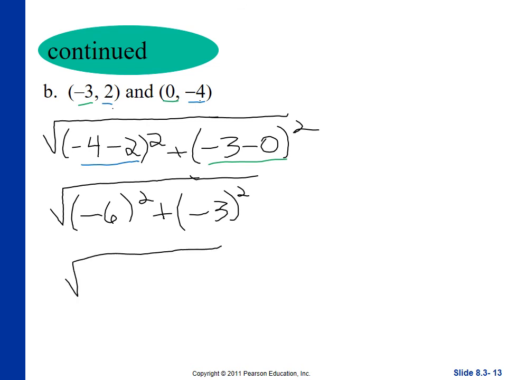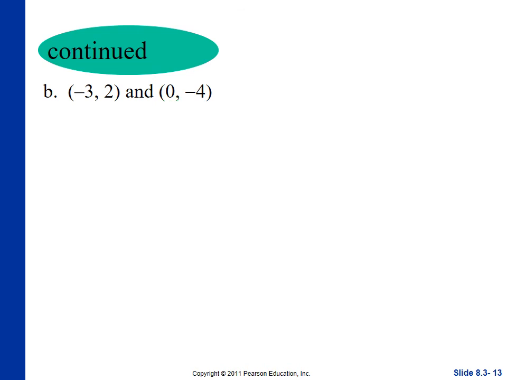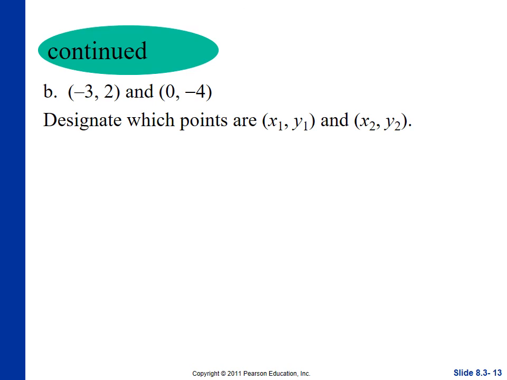-6 squared is 36, plus 9 equals the square root of 45. Any perfect squares going into 45? Yep, 9. So that's equal to the square root of 9 times the square root of 5, which is equal to 3 square root of 5, right? Well, here we go. Let's see what they have to say here. They go through this, designate which ones are what. Who cares? Doesn't matter. Just keep x's together, y's together, and subtract them.